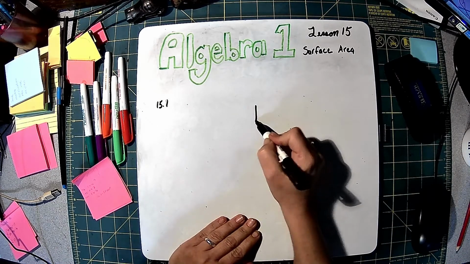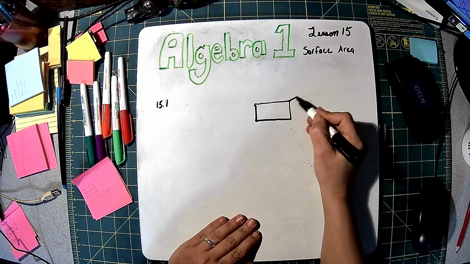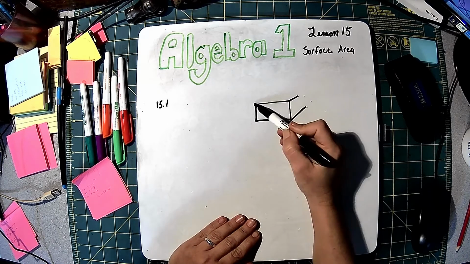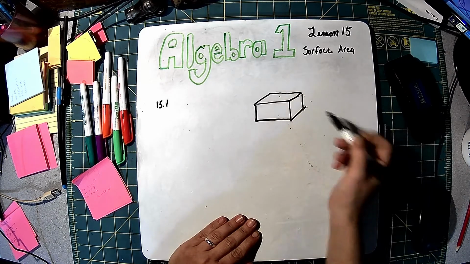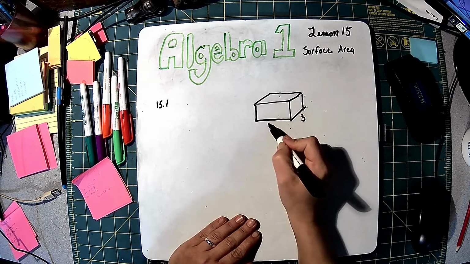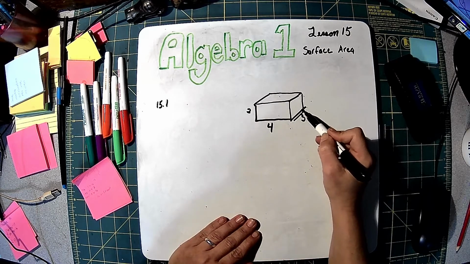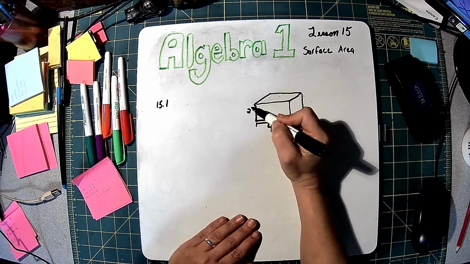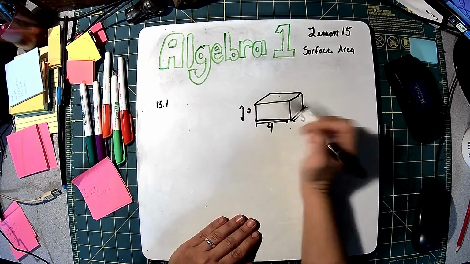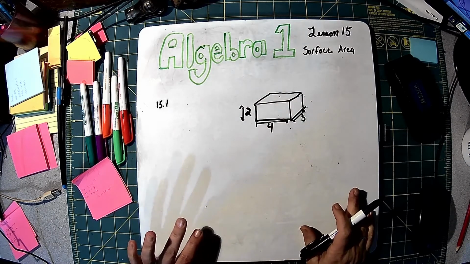So it goes like this and like this. So basically like that. Their drawing's better than mine if you want to look in your book. Okay, so right here is 3. Right here is 4. And up and down is 2. Okay, so to find the surface area, we've got to think about how many surfaces we have.